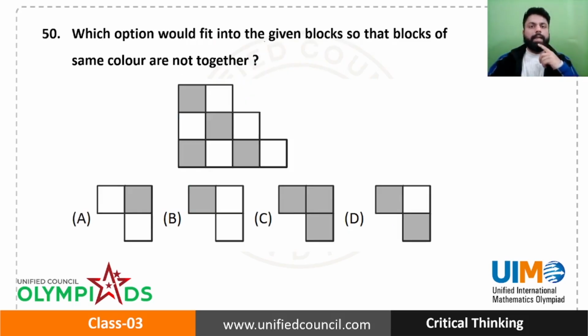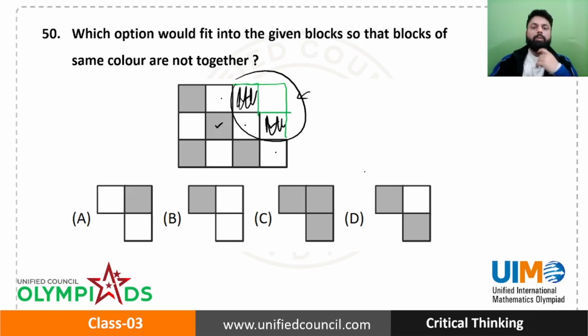Which option would fit into the given block so that blocks of the same color are not together? So same color need not be together. So there are 3 blocks. If we place this color over here and here, so white, white, white, they are not getting together, and over here we will leave it as white. So the shape is going to be like this one. That is going to be option B. That's what the correct answer is. And this is how we can solve the question. All the best.